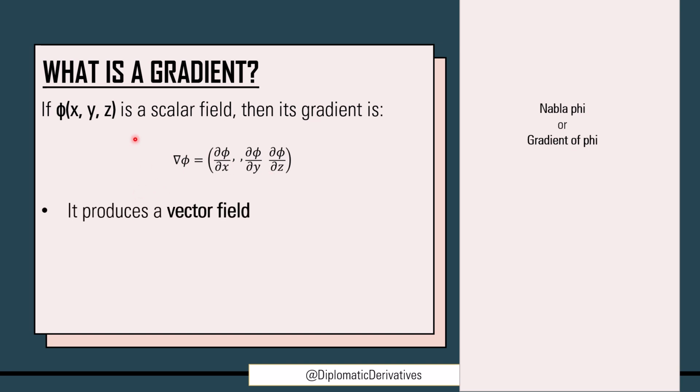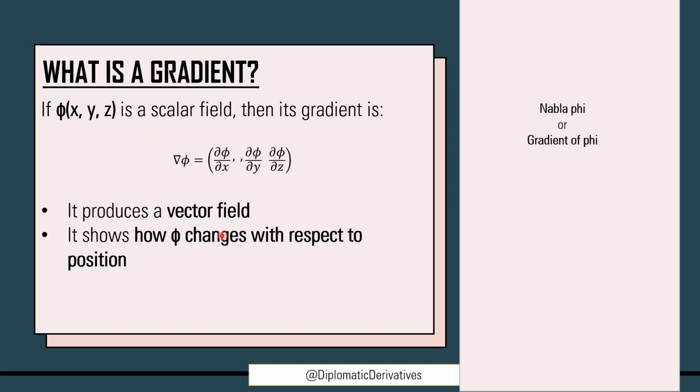All right, it produces a vector field. Now the change always happens in a certain direction, right? So even if it's a vector quantity or a scalar quantity, whatever the quantity is, the change will always happen in a certain direction. Therefore, the gradient itself is going to be a vector quantity. Okay, so the gradient of a scalar field is a vector field. That is the answer that you're going to get, a vector quantity. It shows how phi changes with respect to position. Okay, this is basically what a gradient means.